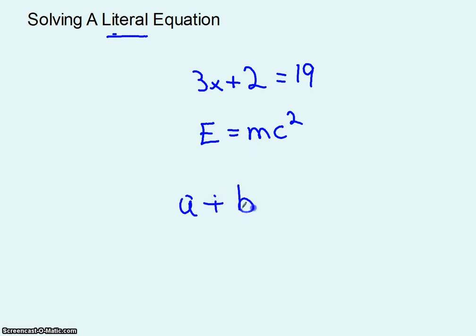If I write a plus b equals c plus d, that's a literal equation, but it's not solved for anything. Another word we might use is formula. This equation right here is not a formula because it's not solved for a single variable. So this one is: E equals mc squared is a formula. A plus b equals c plus d is not a formula, so our goal would be to solve for whatever variable we're asked to solve for. Okay? So that's an introduction.